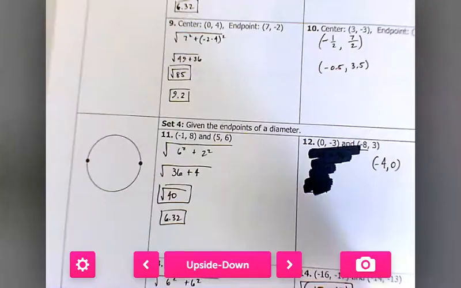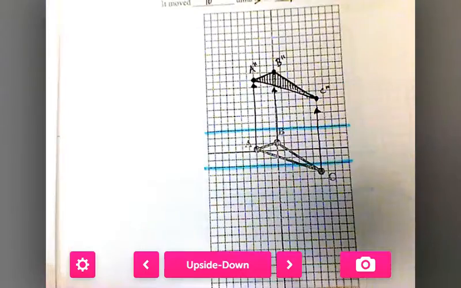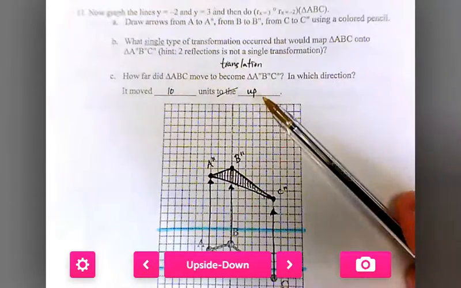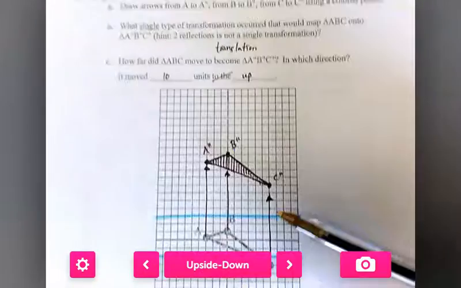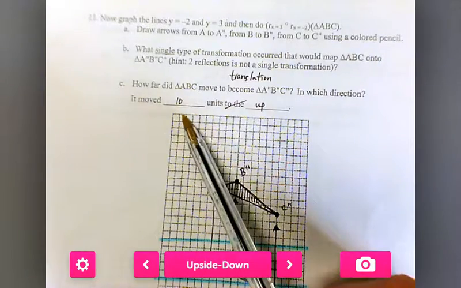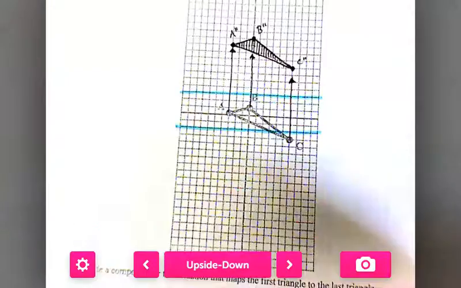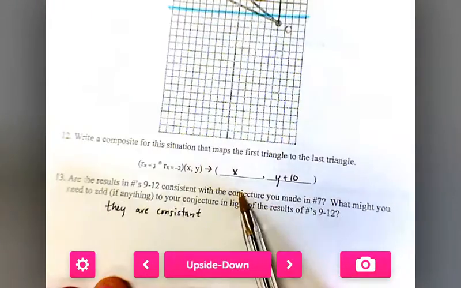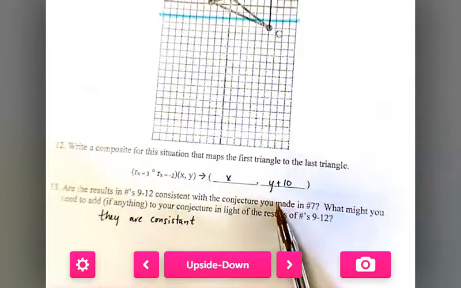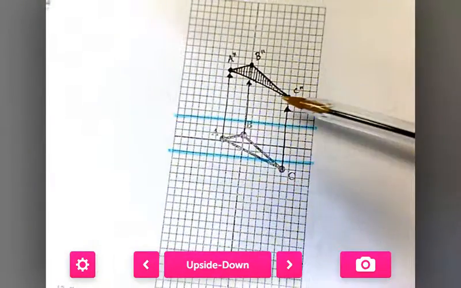And last page, first of all, are we all still okay here? Do we have any questions about how to do this? No? Okay. Good, so 11, it said, right, another translation, because these lines are parallel. It moved 10 units to the up, this time, to the up, which is a thing. And then for number 12, it should have been x comma y plus 10, because y is the only thing that changed, and it changed 10 up.